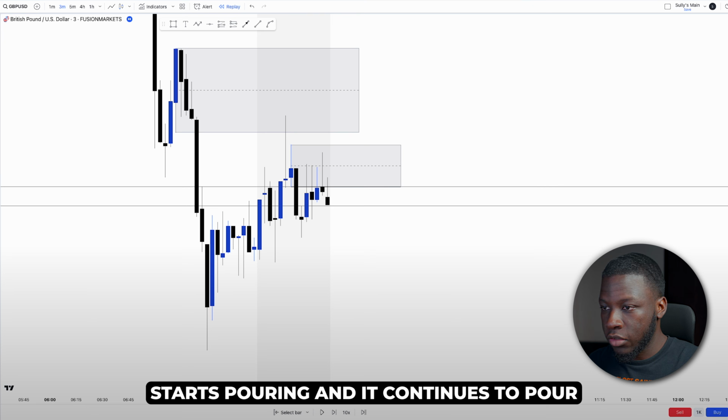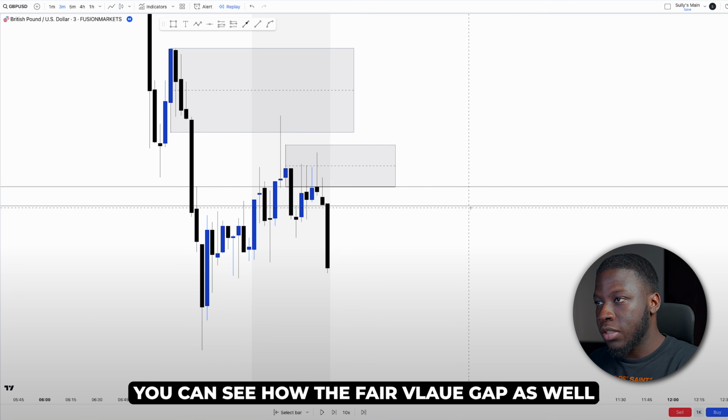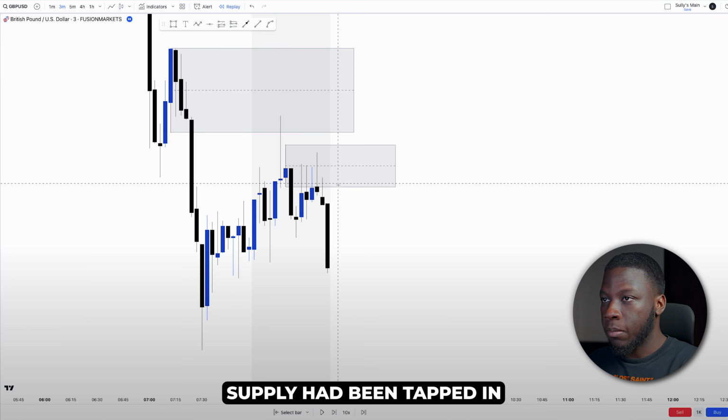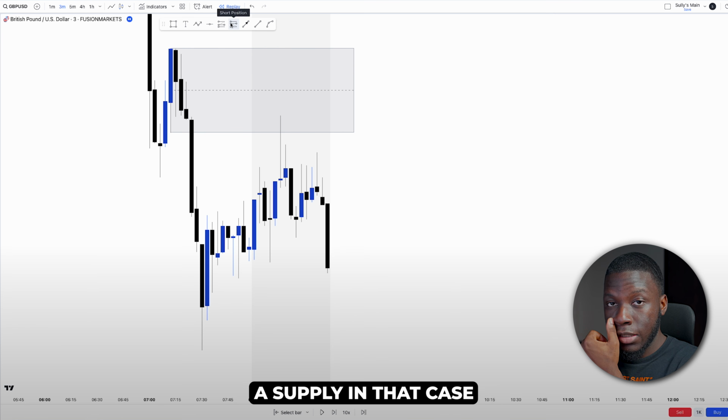And then the next candle now starts pouring and it continues to pour. You can see how the fair value gap as well had been filled. Supply had been tapped in. So we had a supply within a supply in that case.